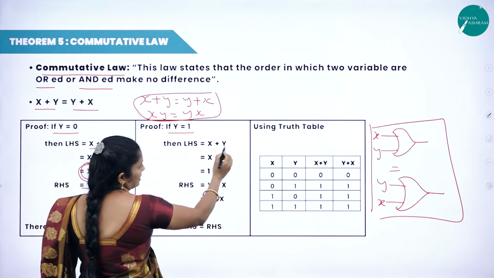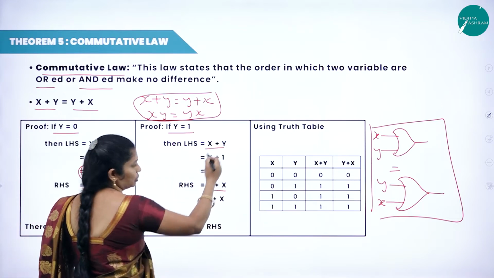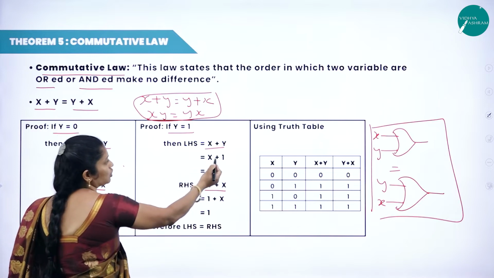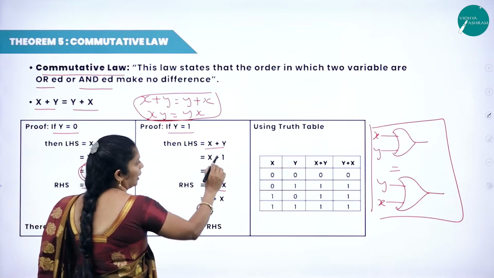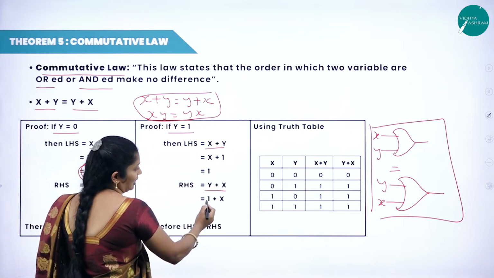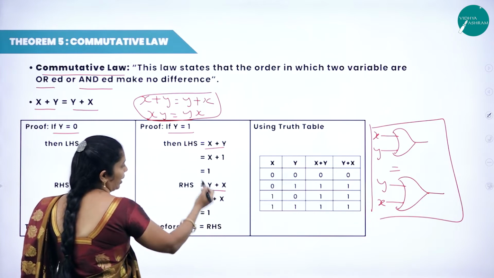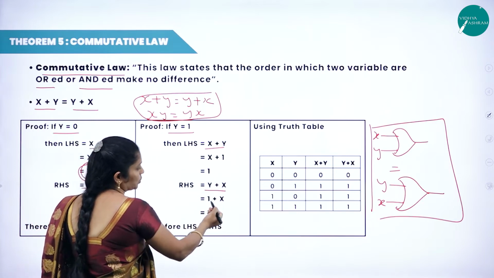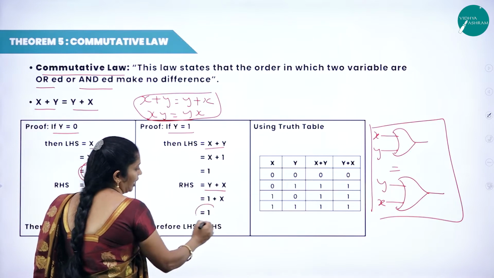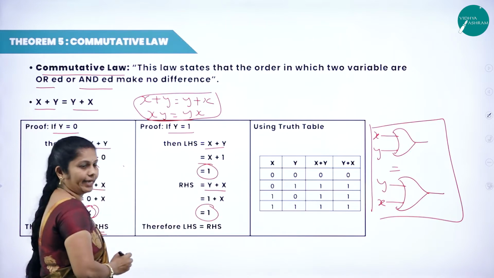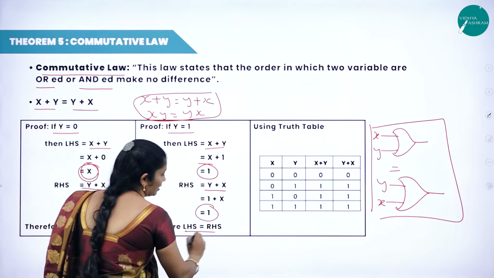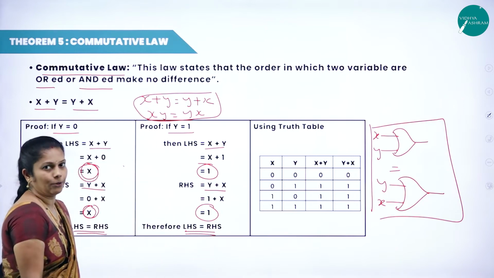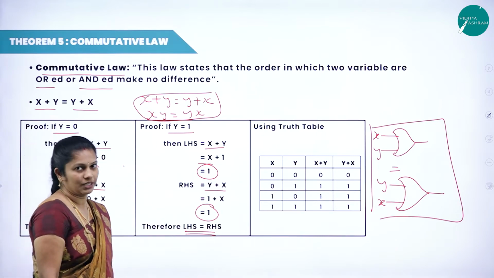Then x plus y is the equation as well as y plus x, both are the equation here. In place of y, I am substituting 1. Then x plus 1 is nothing but 1. In the same way, when I substitute y equals 1, 1 plus x is nothing but once again 1. Here also I'm getting 1, here also I'm getting 1. That's why right hand side value equals left hand side value. This is the perfect induction method.